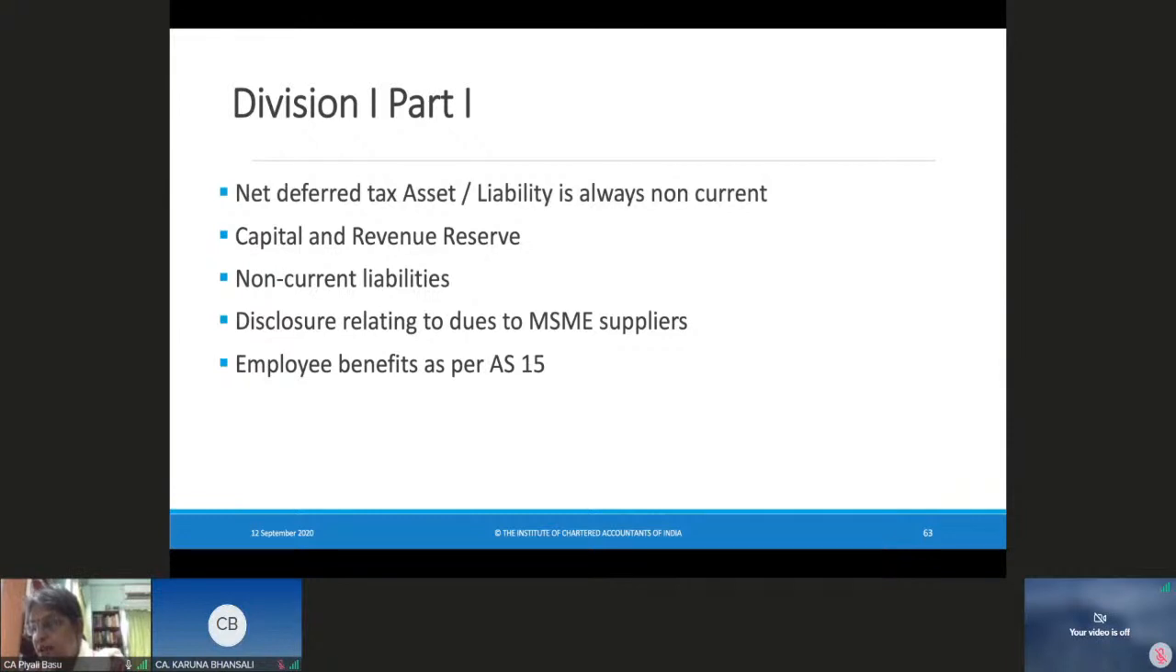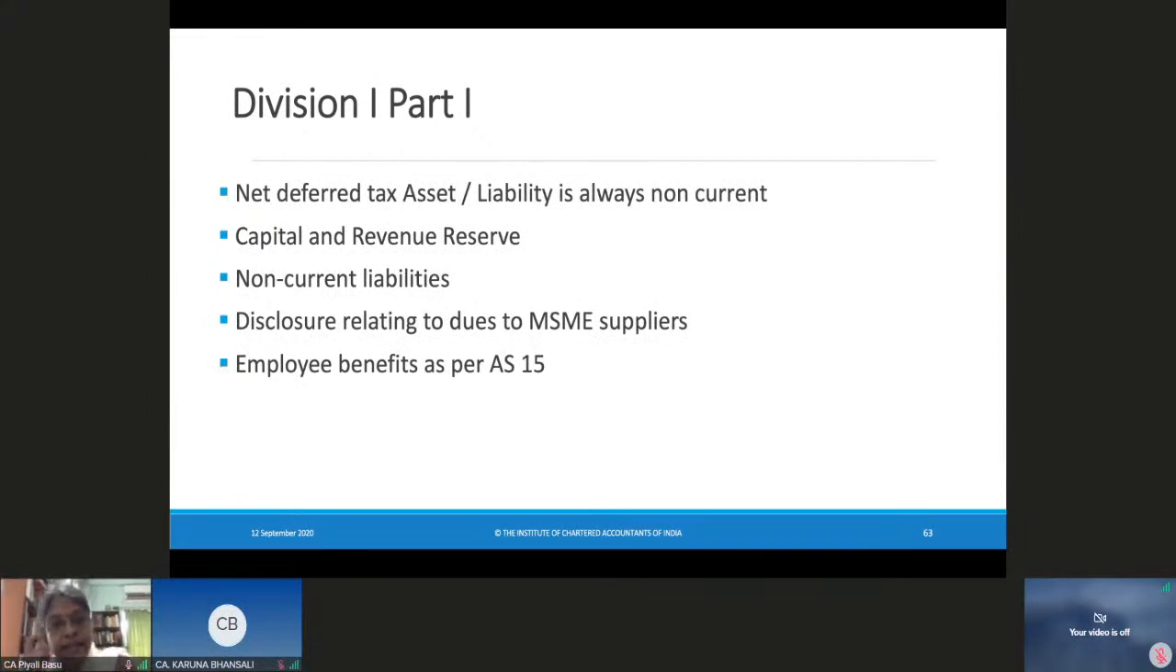Like bonus shares and shares that have been bought back. Then you also have to give the terms of securities that are convertible into equity or preference shares, if something like that is there. Calls unpaid and forfeited shares, these details need to be given. These need to be given on the face of the balance sheet, whenever it is applicable.